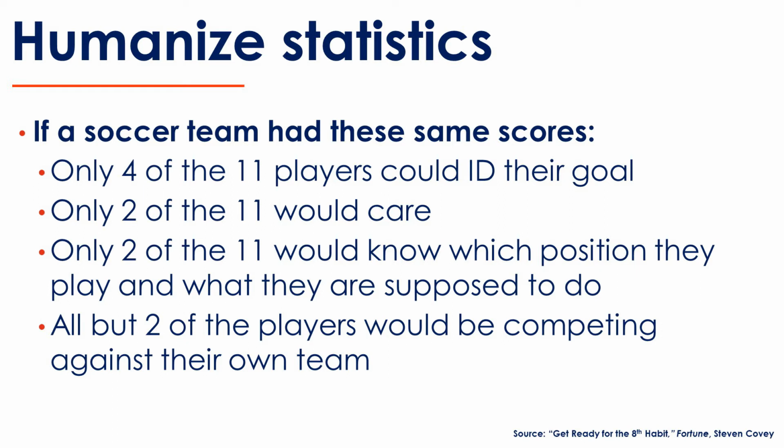If a soccer team had these same scores on this poll, only 4 of the 11 players on the team could identify the goal that they're trying to score in. Only 2 of the 11 players would care which of the 2 goals they're supposed to score in. Only 2 of the 11 would know which position they play and what they're supposed to do in that position. And all but 2 of the players would be competing against their own team.